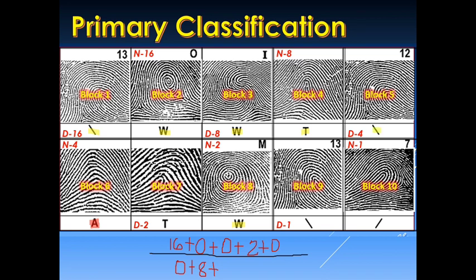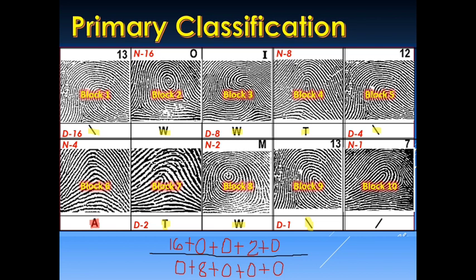So since it is a loop, we are going to place there a 0 numerical value, and then followed by block 7, which is a tented arch. So since it is tented, again, we are going to place there a 0 numerical value. And we have there block 9. Again, this is a loop pattern, so our numerical value will be 0.